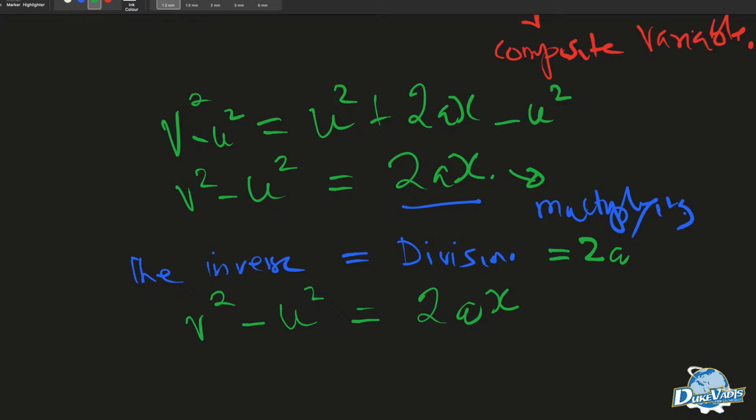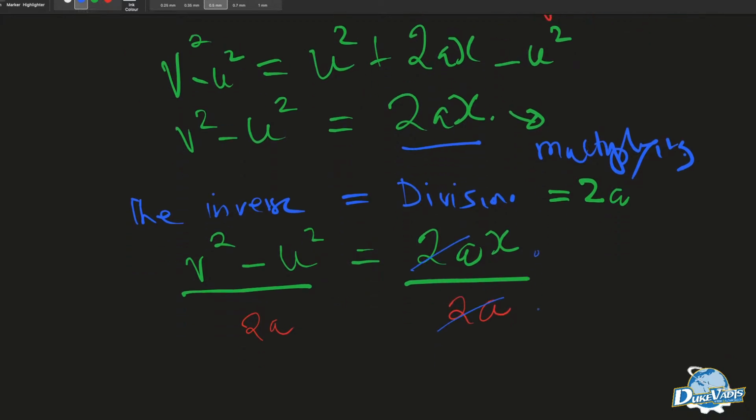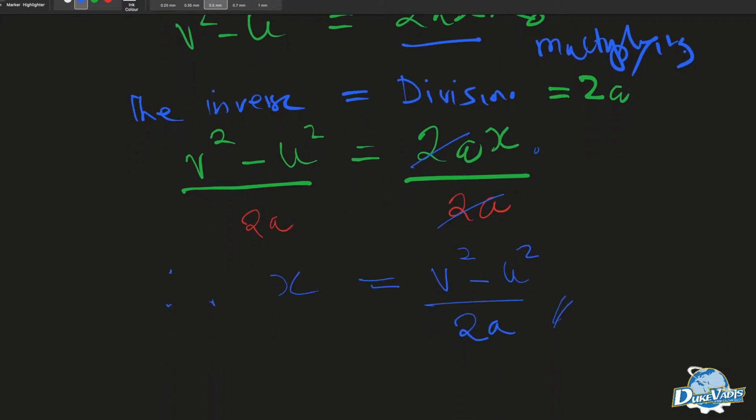So we're going to divide both sides by 2a. So this by 2a and this by 2a. Straight away, you will see that 2a will cancel 2a, to be left with only x. So therefore, our x is given as v squared minus u squared all over 2a. We made a change of subject. Friends, I think this way we will bring in our new topic, change of subject.